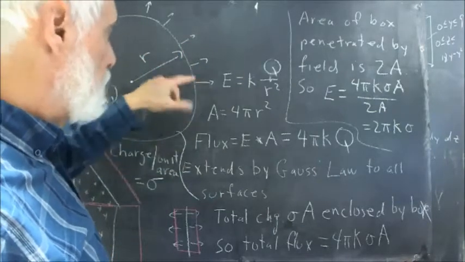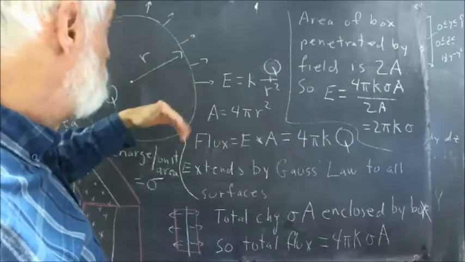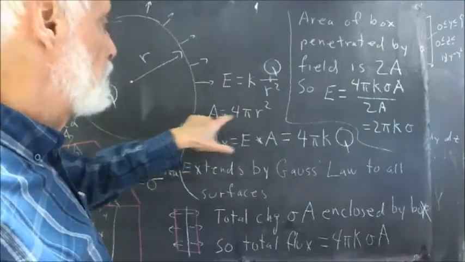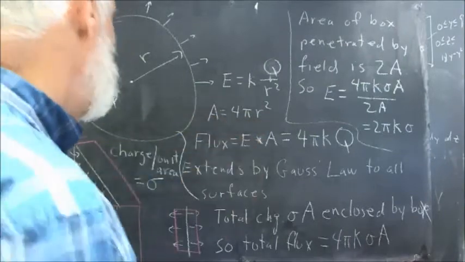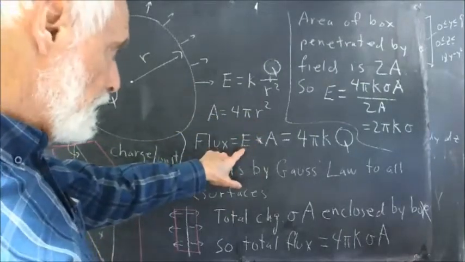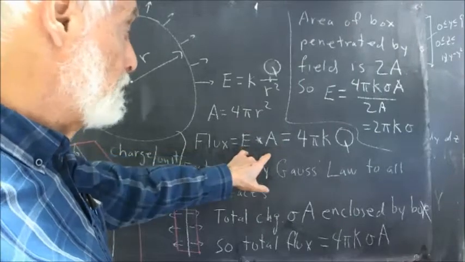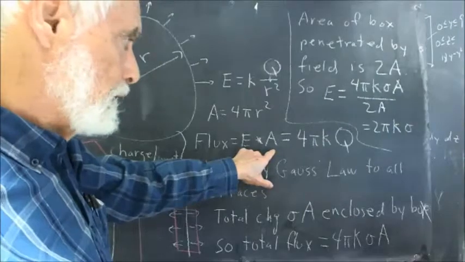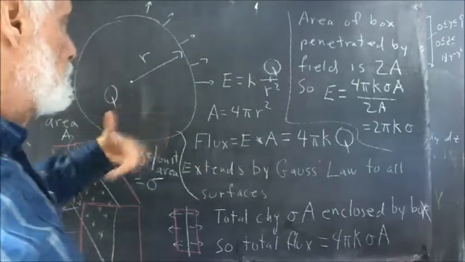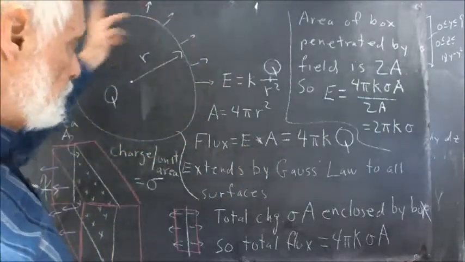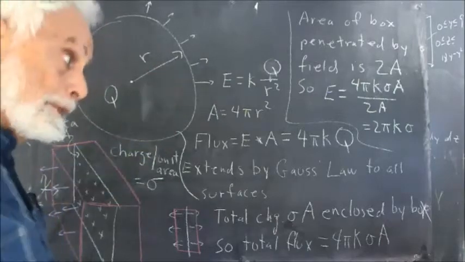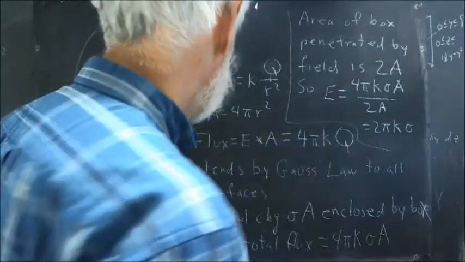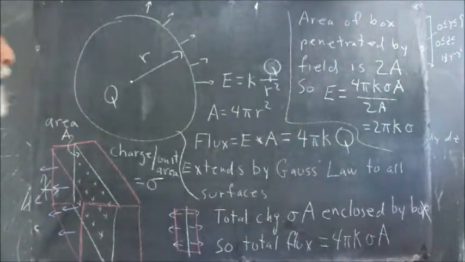In other words, E dot n would just be equal to E at every point of the surface. Since the area is 4 pi r squared, our flux is just the electric field multiplied by the area. That would be the integral of E dot n dA, but it comes down to electric field times area by symmetry arguments, by the fact that the field is uniform and perpendicular to the surface at every point. We multiply that and we get 4 pi kq. So it's certainly true in the case of a sphere.